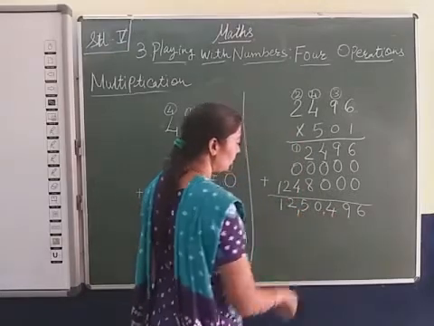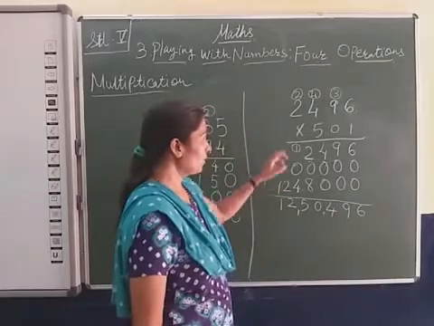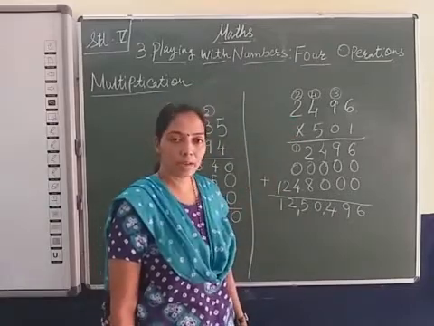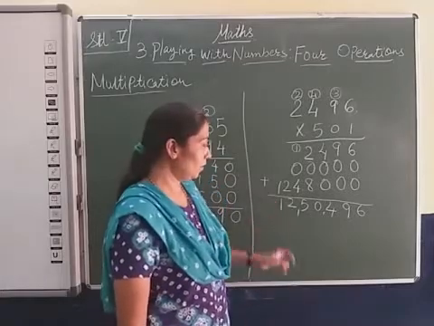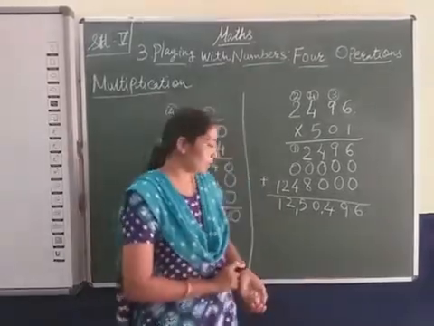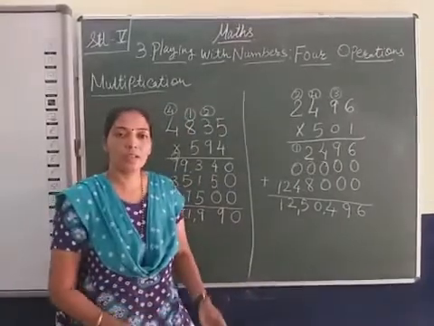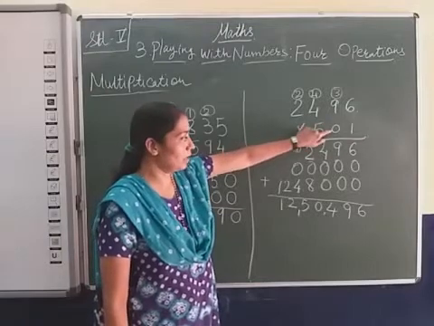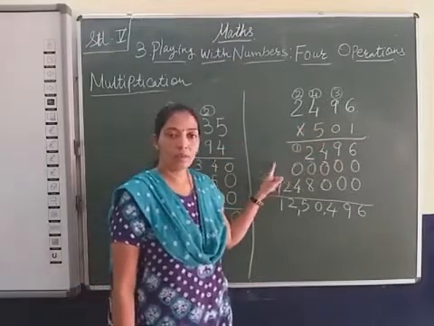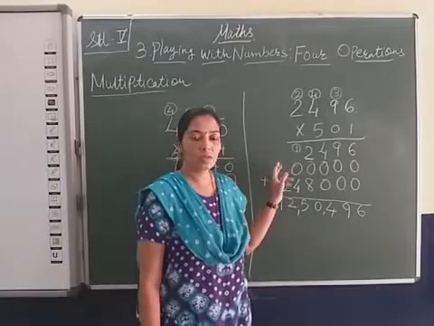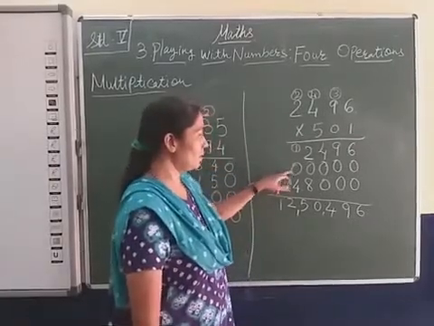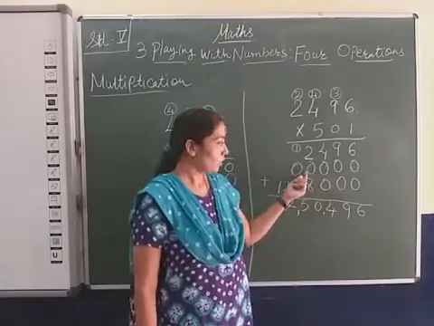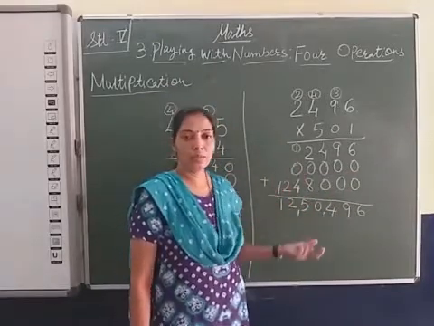So we will write here the product: when we multiply 2496 by 501, then we found the product is 12,50,496. Whenever given this multiplication by the 0, in that place you have to give the value 0. We find the product as 0. So be careful while writing the zeros. Don't make the mistake, put them in the proper place.